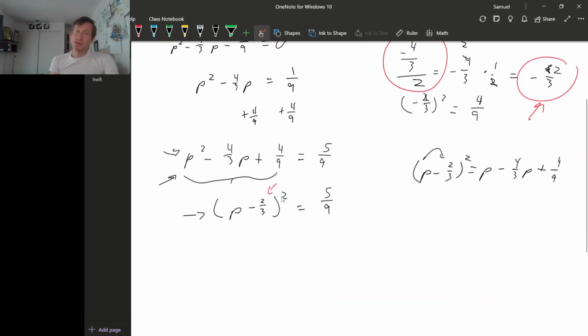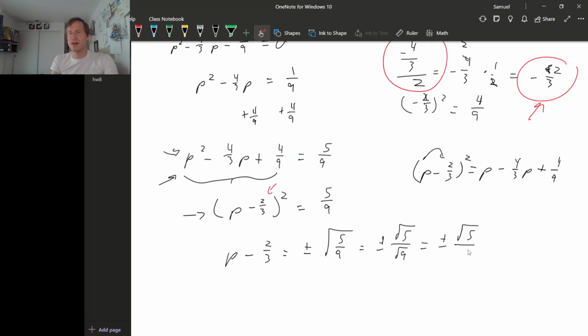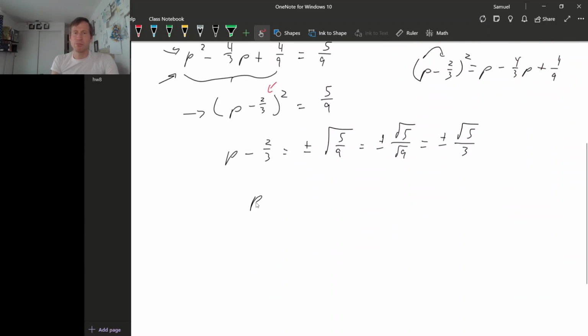Okay, now we just need to finish solving, right? We can take square roots on both sides. So p minus 2/3 is plus or minus the square root of 5 over 9. But the square root of 5 over 9, we can simplify that. So that's plus or minus the square root of 5 over the square root of 9. But the square root of 9, that's 3. So this is plus or minus the square root of 5 over 3. Okay, so p minus 2/3 is plus or minus root 5 over 3. And now we can move that 2/3 to the other side. So p is 2/3 plus or minus the square root of 5 over 3.